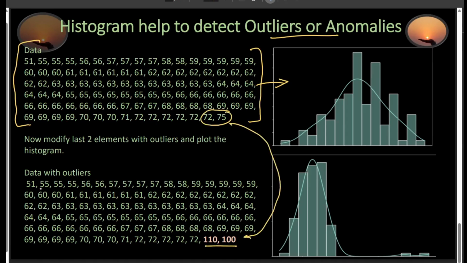When I change this data and plot the same data on the histogram right here, you can see my curve has changed. Because of these two values, your shape has changed, and it has introduced this little bump over here. You can see it's going like this, then there's a little bump. Anytime you see these little bumps towards the end, that's a sign of an outlier.